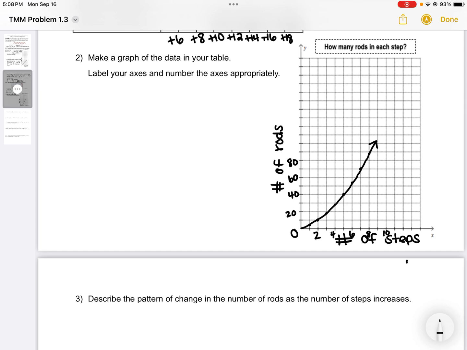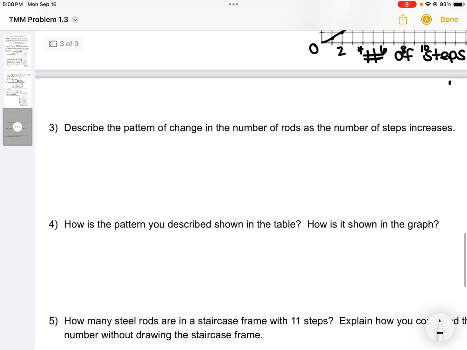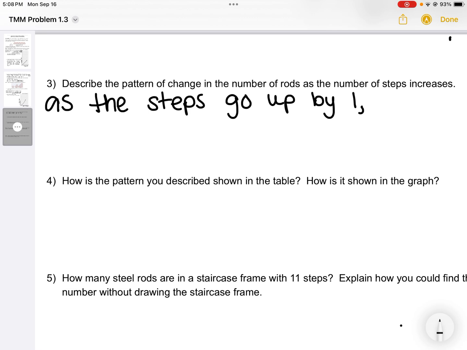Let's go ahead and scroll down to number 3. Describe the pattern of change in the number of rods as the number of steps increases. So the pattern of change in the number of rods is it increases by the next even number. So I'm going to go ahead and zoom in on 3. So as the steps go up by 1, the rods increase by the next even number.